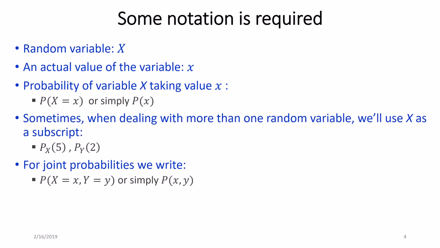For joint probabilities, we write P(X = x, Y = y). So this is a joint probability that the variable X takes the value x, and the variable Y takes a value y. We can simply write P(x, y).